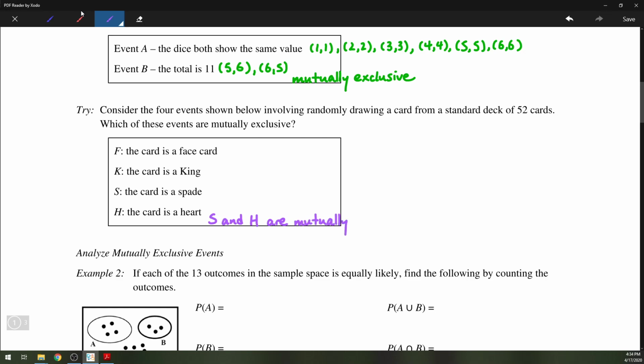However, for any of the other two, you can always find a common outcome. An example of this would be you can find a face card that's a king, you can find a king that's a spade, you can find a king that's a heart, and of course you get face cards that are spades or hearts. So really, the only two mutually exclusive events are spade and heart.